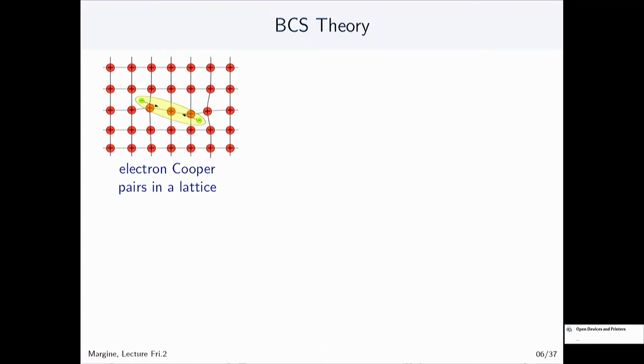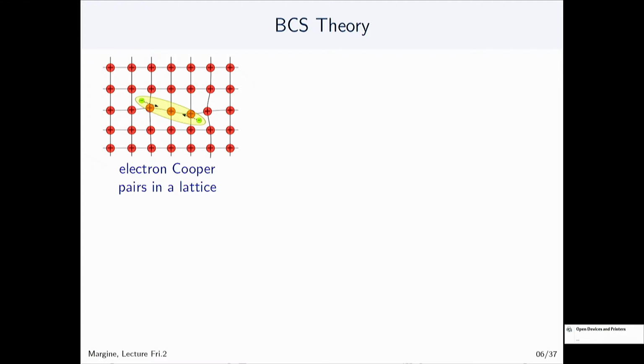Now, as I said, the next step we are going to talk about the BCS theory of superconductivity. This is the first microscopic theory of superconductivity. The main assumption in the BCS theory is that there is some kind of attraction between electrons that can overcome the Coulomb interaction.